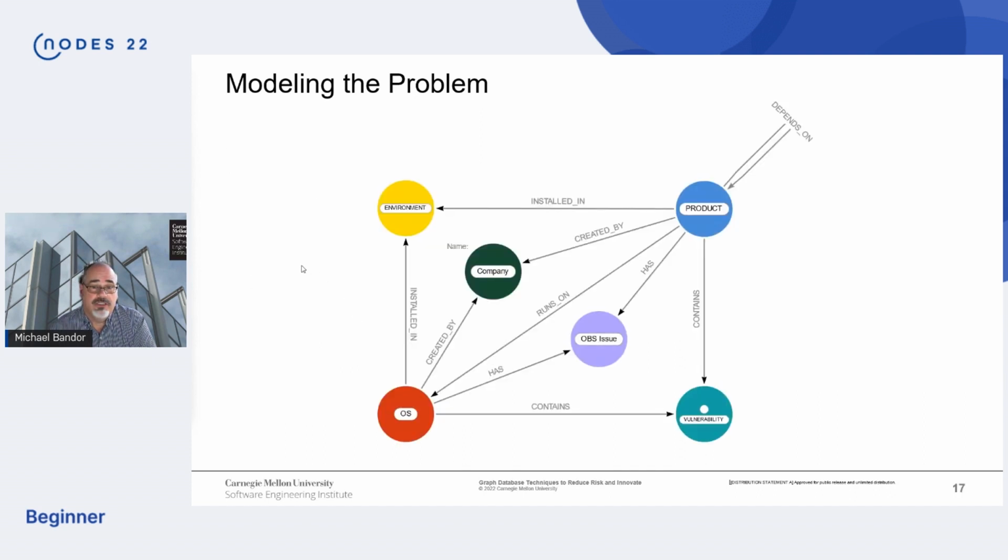So our initial stab at the modeling. So here's the product, and then it depends on other products. That relationship was there. Where it's installed, created by a company, has an obsolescence issue, runs on an operating system, contains a vulnerability. And if you look, these are basically mirror images if you go diagonally. And you'll see why in a little bit. This is why we rethought this operating system node a little bit.